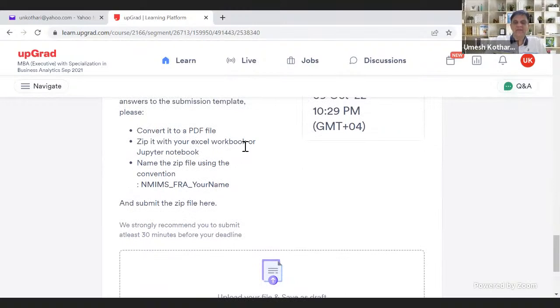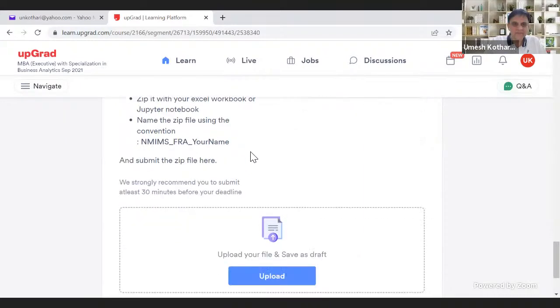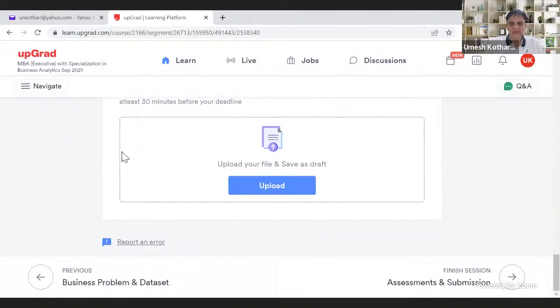Zip it up with your Excel workbook. Guys, please submit in Excel. I have a lot of difficulty with Jupyter. I also need to grade and correct it much faster than you think. So Excel workbooks will be fantastic because it will be quicker for me. That's it. You upload it here and you're ready to go.